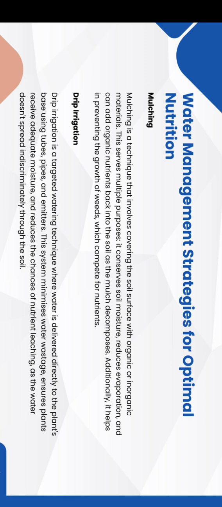Drip irrigation. Drip irrigation is a targeted watering technique where water is delivered directly to the plant's base using tubes, pipes, and emitters. This system minimizes water wastage, ensures plants receive adequate moisture, and reduces the chances of nutrient leaching, as the water doesn't spread indiscriminately through the soil.